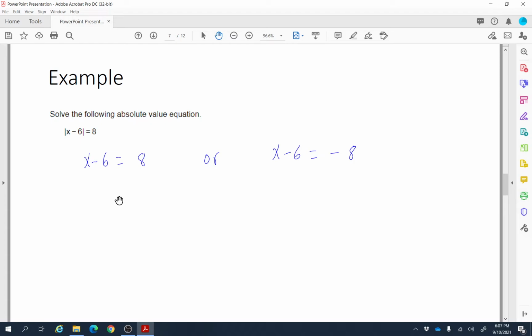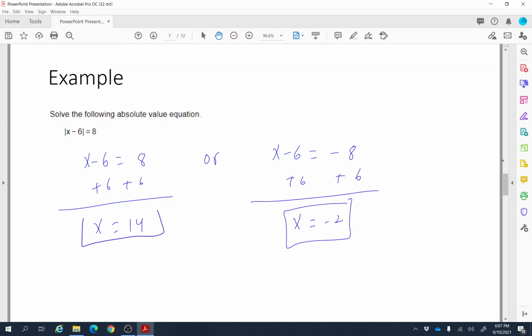Okay, because of this situation, now we need to solve both of them. So just add 6 here. It gives you x equal 14. We add 6 here, x equal negative 2. So there are two solutions for this equation. The value of x could be 14, or the value of x could be negative 2.